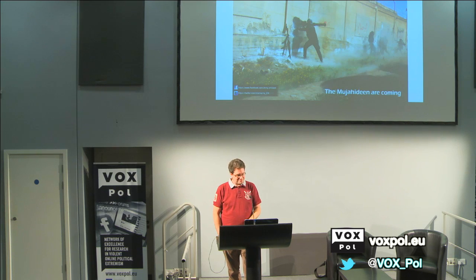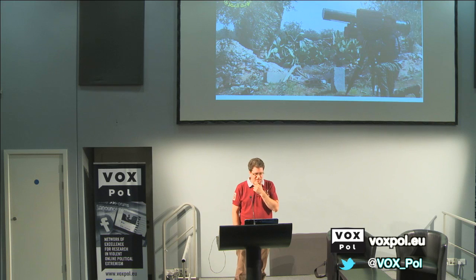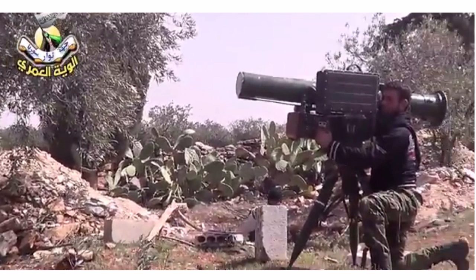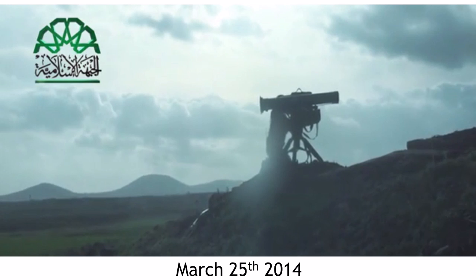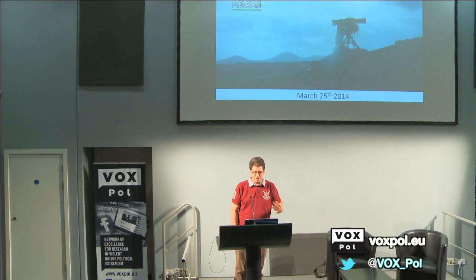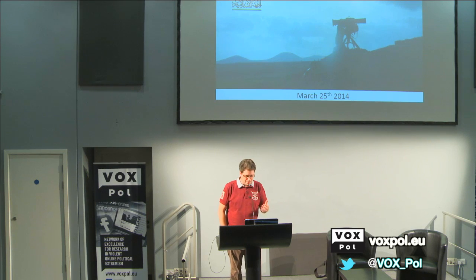Which is nice. Another weapon that started showing up was a Chinese HJ-8 anti-tank guided missile. So again, these were sent over supposedly only meant to be going to moderates. And again, we have the Islamic Front using them on March 25th, 2014. So already they'd spread beyond the original people.